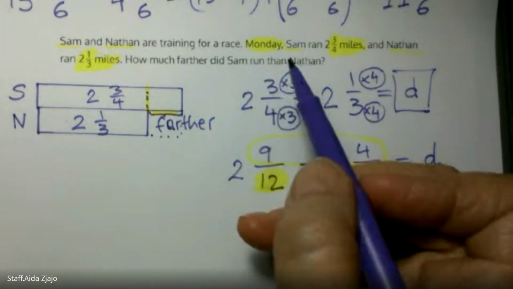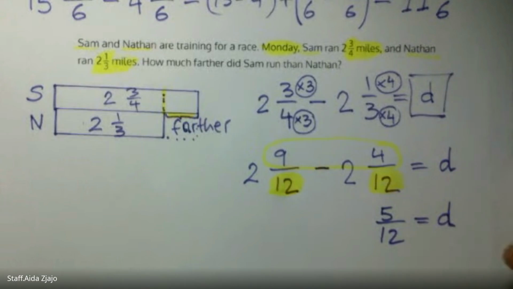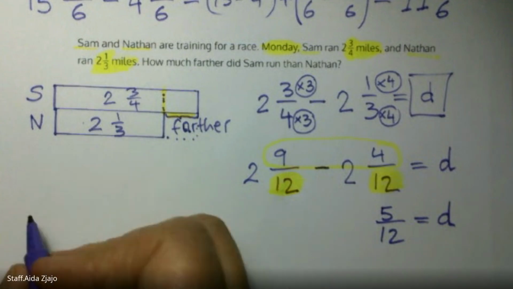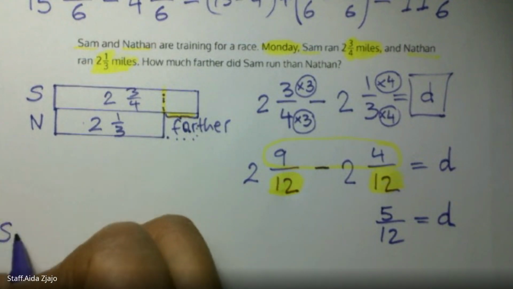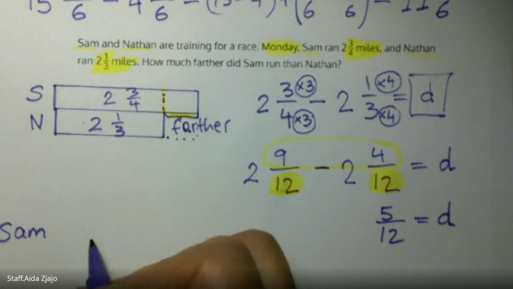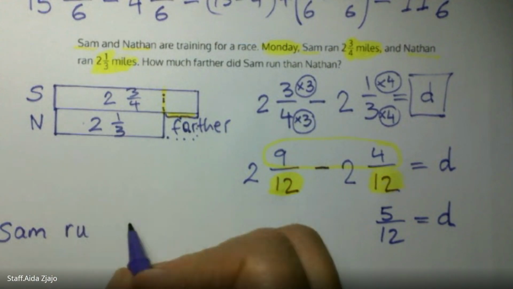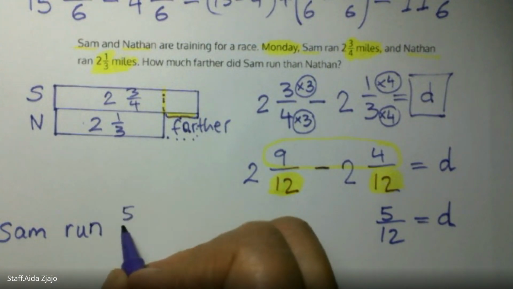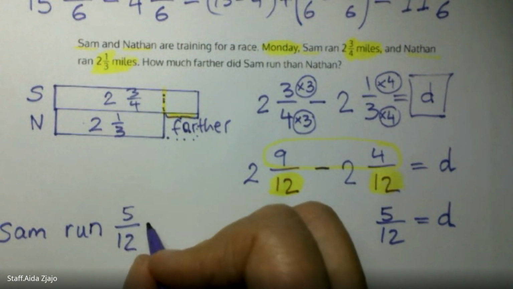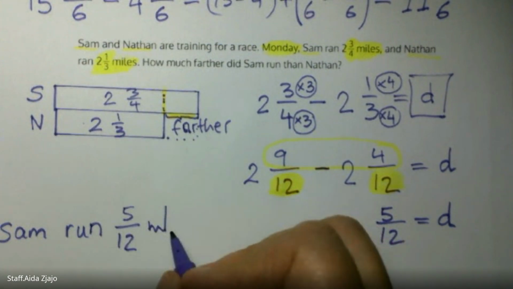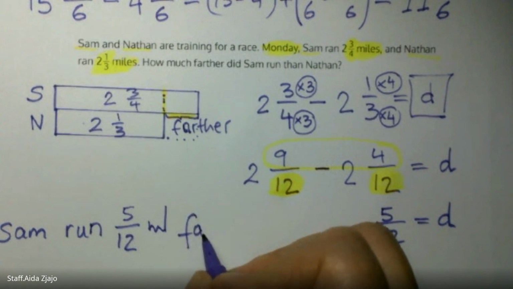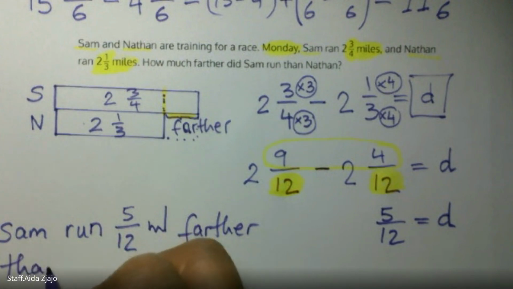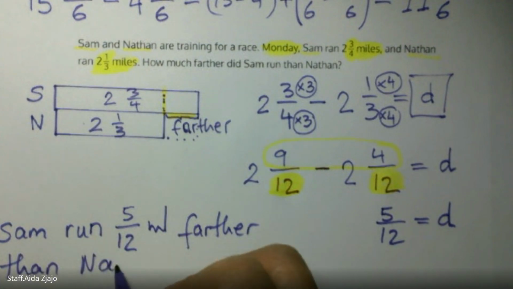So how can we write our answer? How much farther did Sam run than Nathan? Sam ran 5/12 of a mile farther than Nathan.